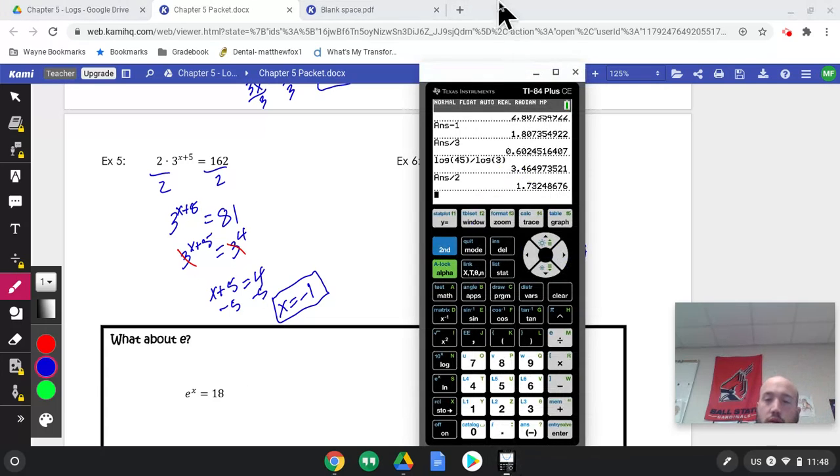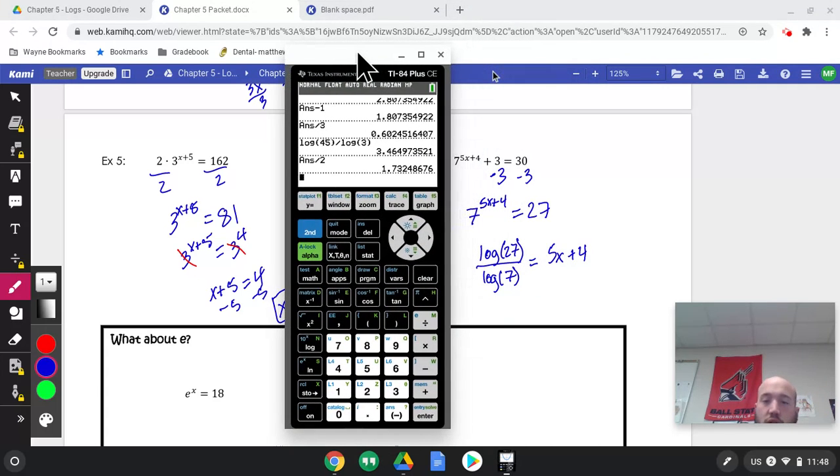So we'll do log of 27 divided by log of 7. I get my answer. Now, as you can see here, we would have to subtract 4 over. So I'm going to do that, minus 4. And then whatever we had, we would need to divide by 5. So take divided by 5. And there's our answer. So x is going to equal negative 0.461.